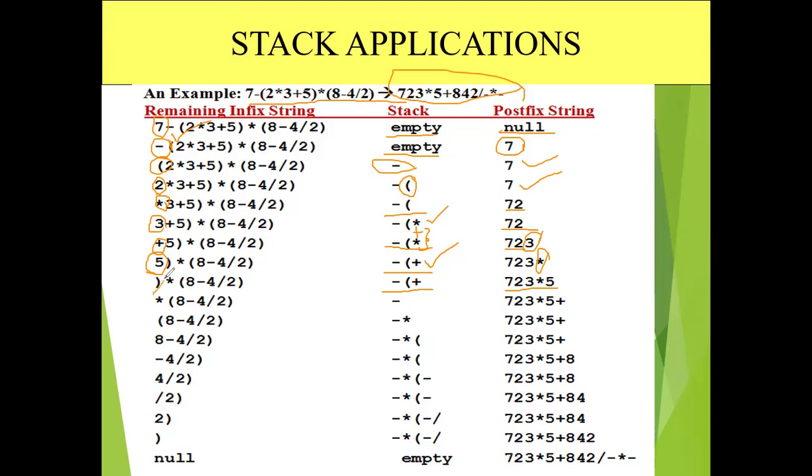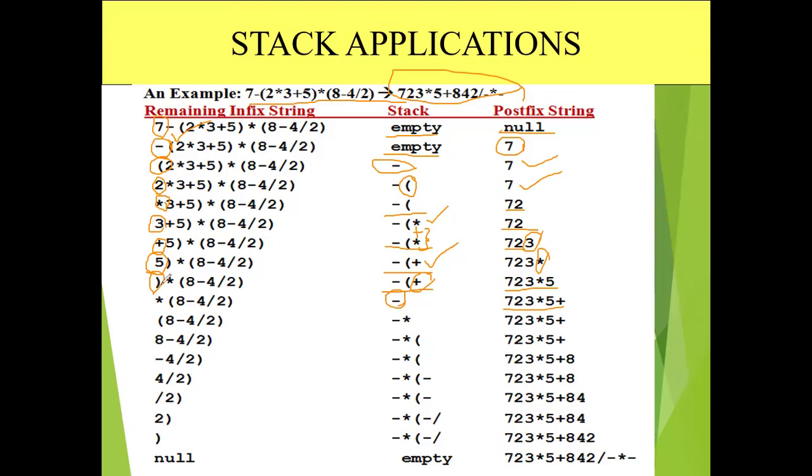Then next, right parenthesis. When we encounter a right parenthesis, we simply pop all the operators in the stack until we reach the left parenthesis. Here, in between left and right, there is only one operator, that is plus. So we pop plus and display it in the postfix string. When we pop plus, in the stack there are minus and left parenthesis. Pop the left parenthesis also, but we are not going to display the parenthesis. Then in the stack, there is only one operator, that is minus.